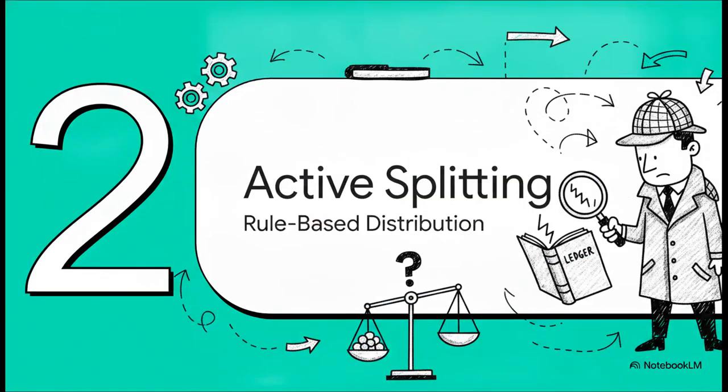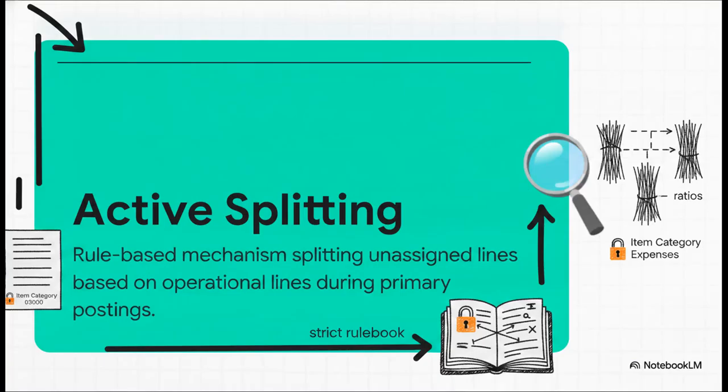Moving right along to Section 2. Active splitting, or rule-based distribution. So, think of the SAP engine as a really meticulous detective using a strict rule book. Active splitting is a rule-based mechanism that occurs during primary postings.